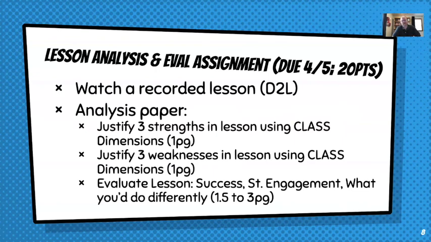And what you're gonna do is you're gonna watch it, and as you do it, you have this analysis paper that you're gonna end up writing, right? You're gonna justify 3 strengths that you see in the lesson using those class dimensions. That's gonna be about a page. And then you're gonna justify 3 weaknesses that you see in the lesson, also using the class dimensions. That'll be another page. And then you evaluate the lesson, right? We're looking at the success of the lesson, how engaged students were, and then what would you do differently? And for that, we're looking for about 1.5 to 3 pages.